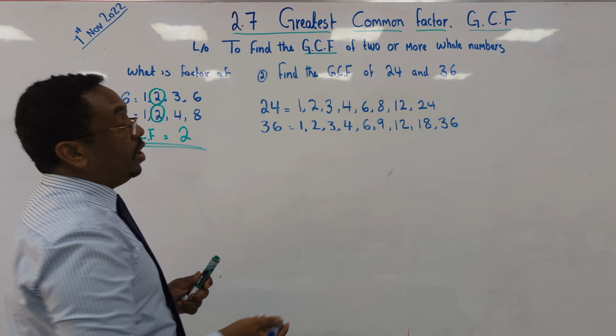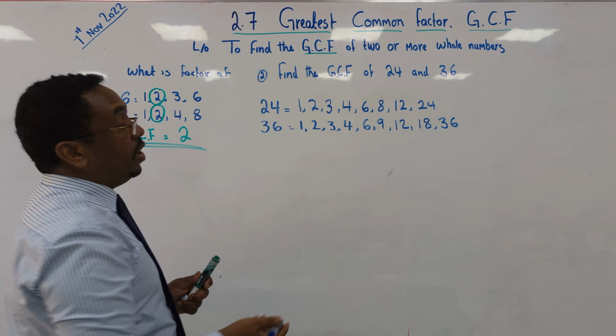What is the greatest common factor? In other words, what is the biggest number that they share? Yes, go ahead. 12. 12 is the greatest number that they share. So we circle that and we circle that. So the greatest common factor of 24 and 36 is 12.